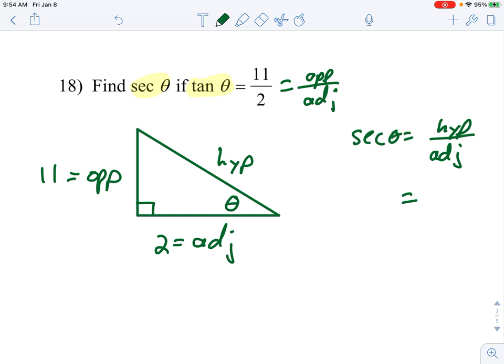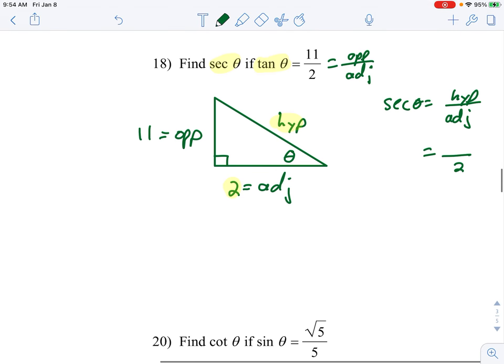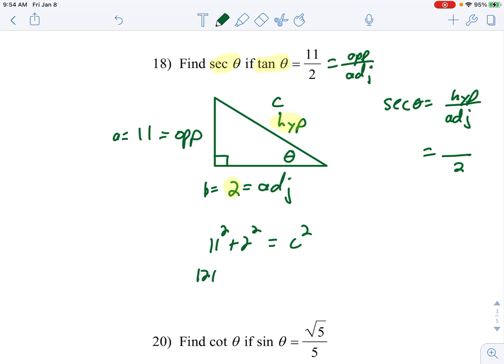So our answer is something over 2, right? The adjacent is 2. We need to calculate the hypotenuse. So if we call this A and this B, the hypotenuse is C. 11 squared plus 2 squared equals C squared. 11 squared is 121. 2 squared is 4. 121 plus 4 is 125.